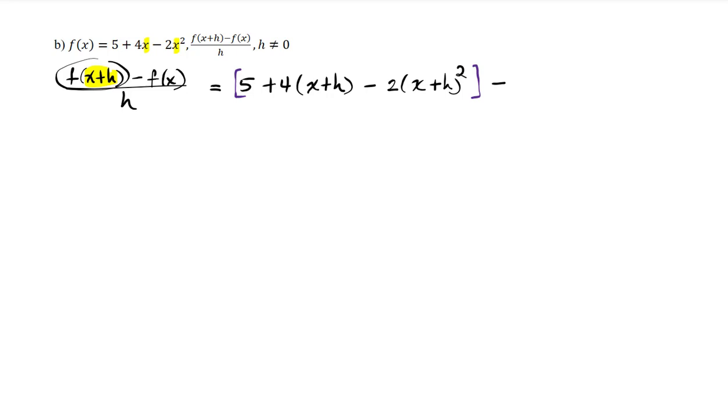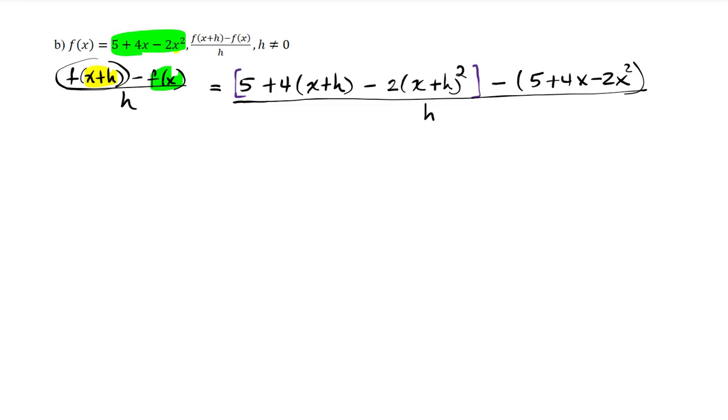So function f of x is this entire expression right here. And so subtract in parentheses once again. So 5 plus 4x minus 2x squared, all in parentheses. Divide all this by h. And now simplify.